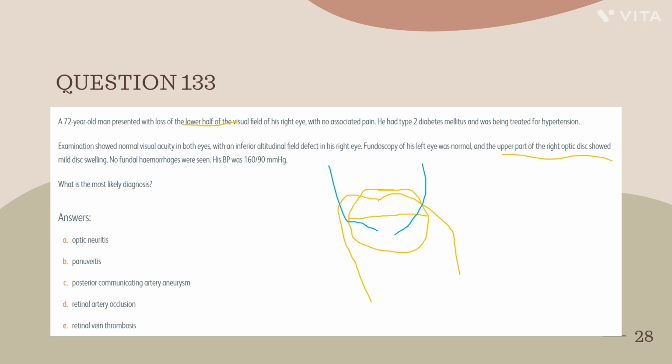Posterior communicating artery aneurysm is like a painful third nerve loss. Remember it like a painful third nerve loss. There are no other features of third nerve palsy like ptosis and all. So that is not the case. Retinal artery occlusion can be.